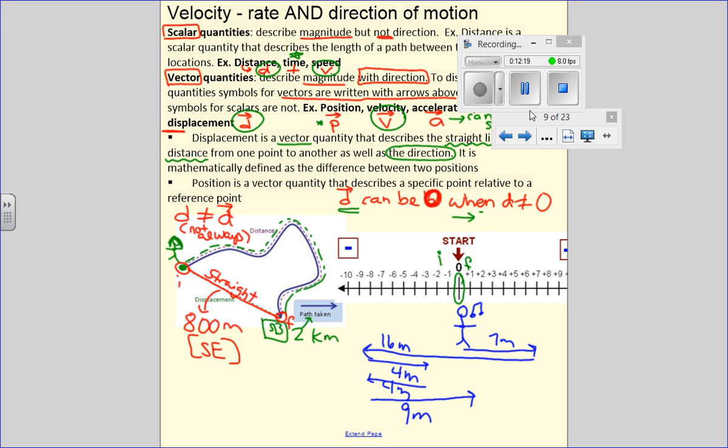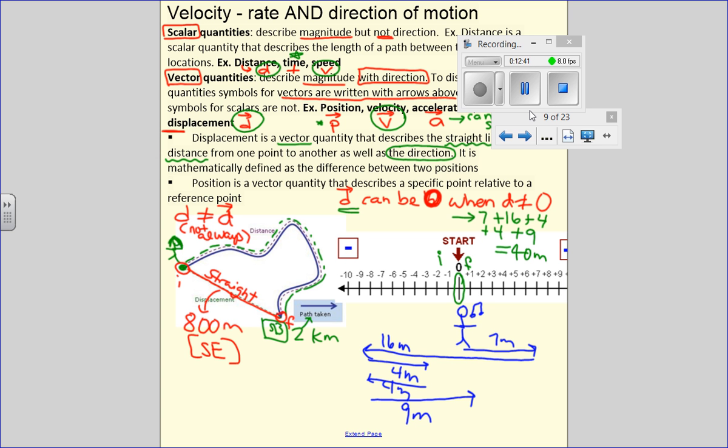So I would add up 7 plus 16 plus 4 plus 4 plus 9. So that gives me 24, 33, 40. 40 meters. So he moved. There was a distance, but displacement is 0.